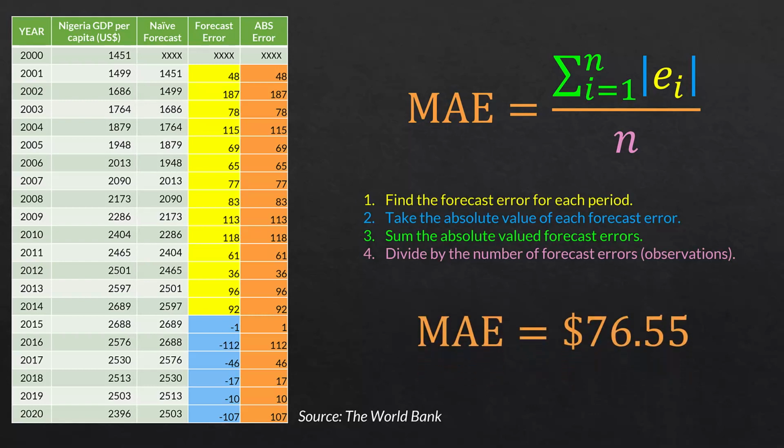And then we have, in this case, a mean absolute error of $76.55. So when we take the mean, or the average, of the ABS error column, it comes out to $76.55. And since it is in dollars, I went ahead and put the unit of dollars in there.